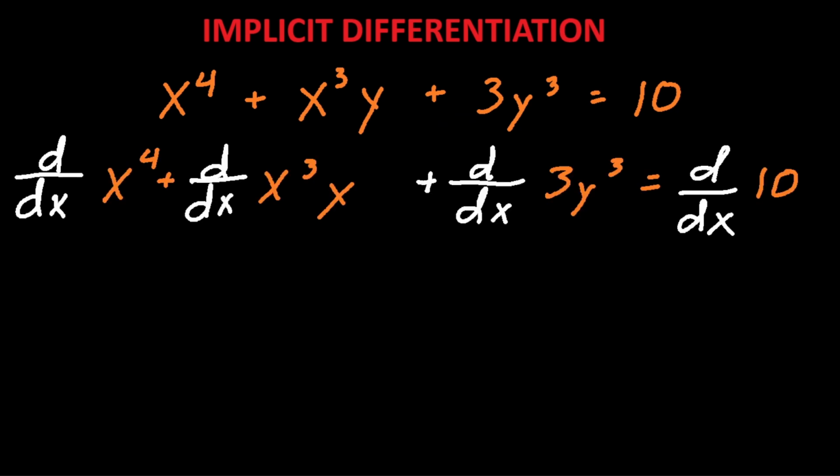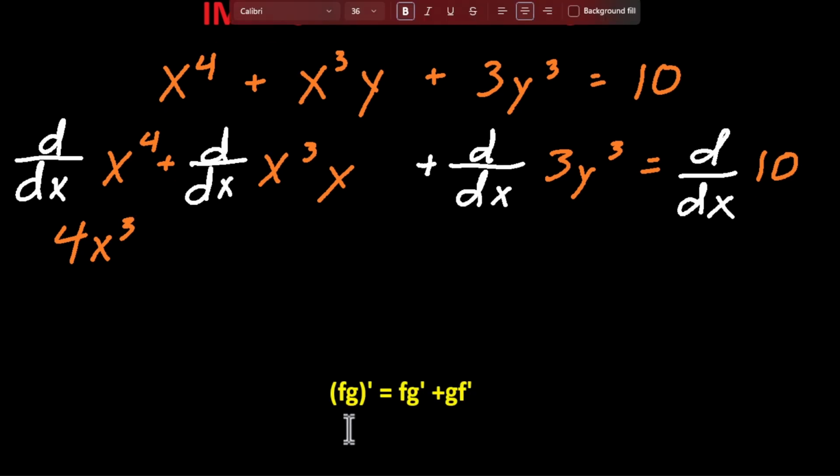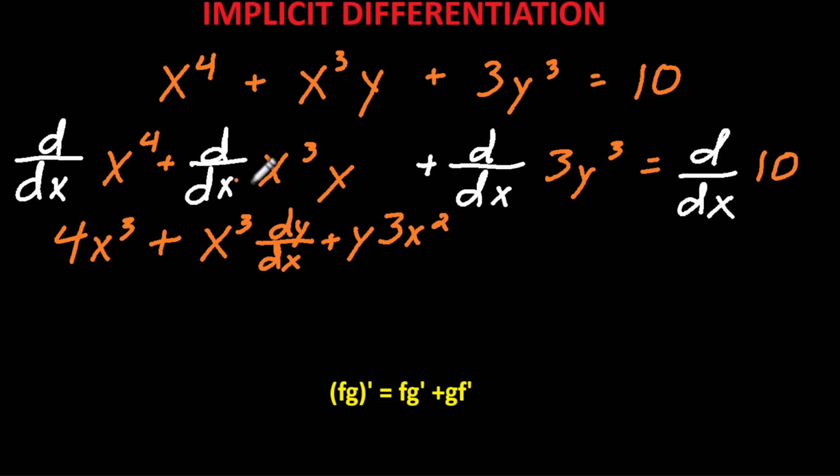The derivative of x to the fourth is 4x to the third. The derivative of the following product uses the product rule. The derivative of a product is equal to the first times the derivative of the second plus the second times the derivative of the first. So we have the first times the derivative of the second, which is just y, so we just write dy/dx, plus the second times the derivative of the first.